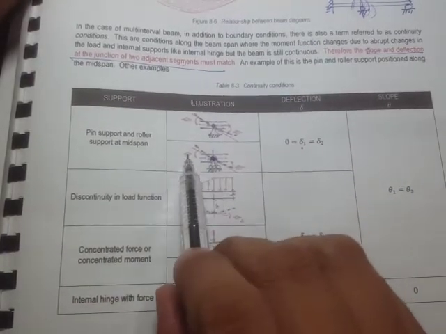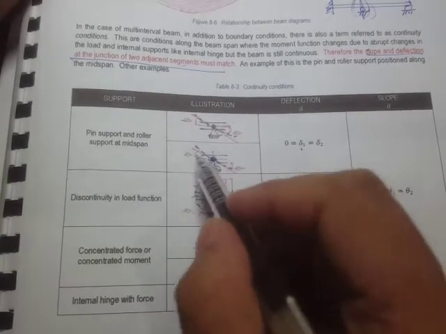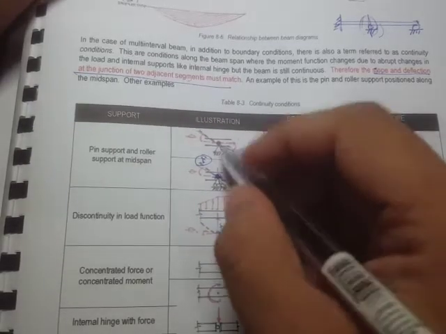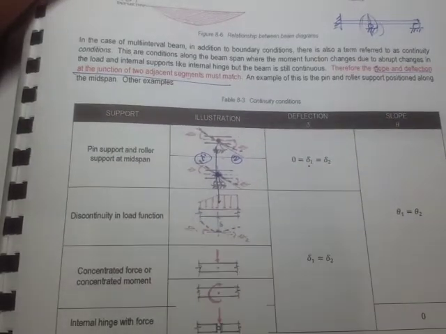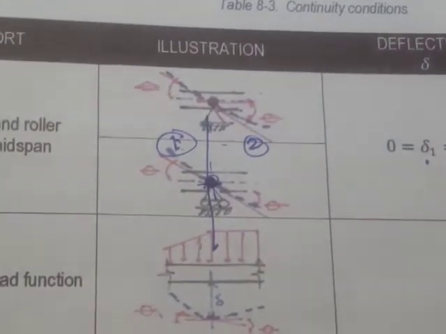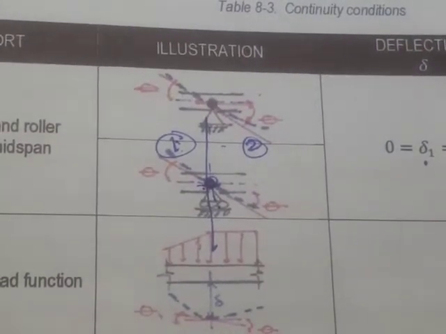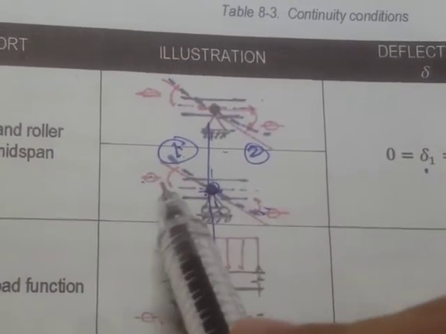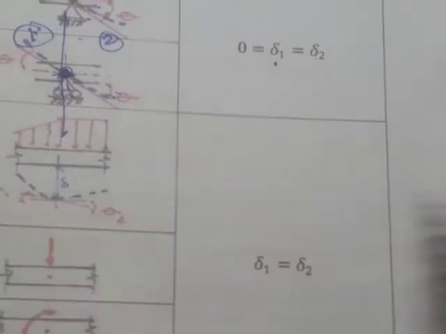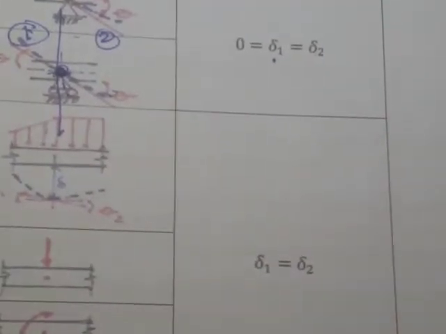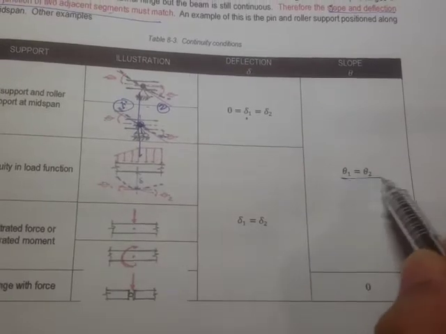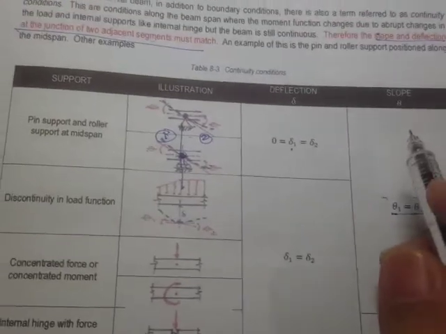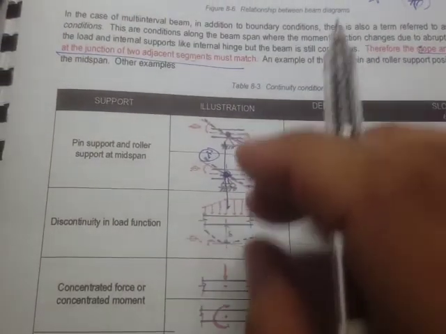However, for the slope, you see here, this is the first segment, and this is the second segment, and this is the junction right here. So what that means is that the slopes must match correctly. Therefore we can write the relationship that the slope of segment 1 is equal to the slope of segment 2. So that's just what it says.